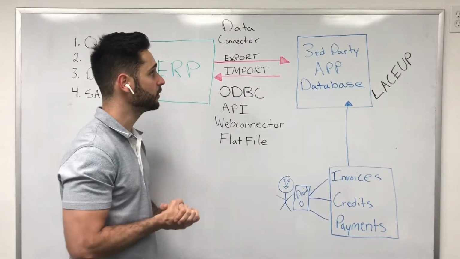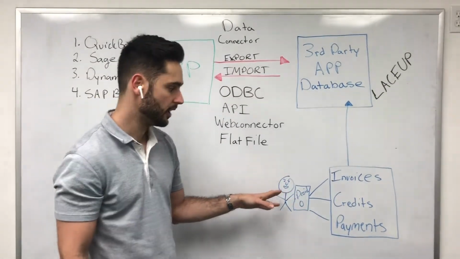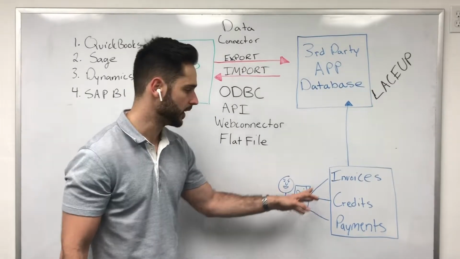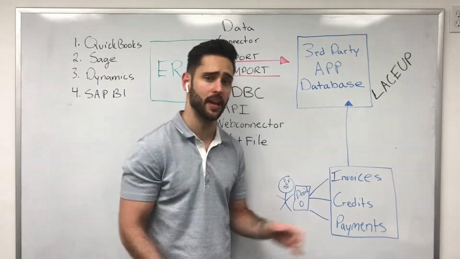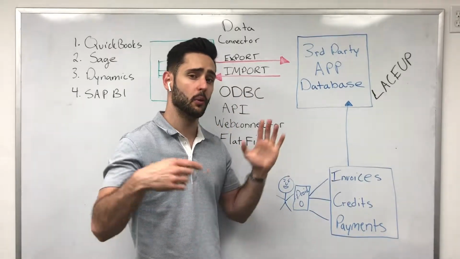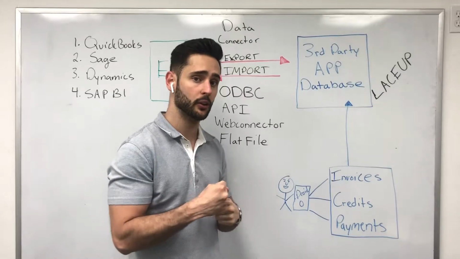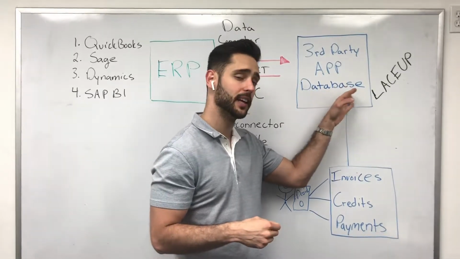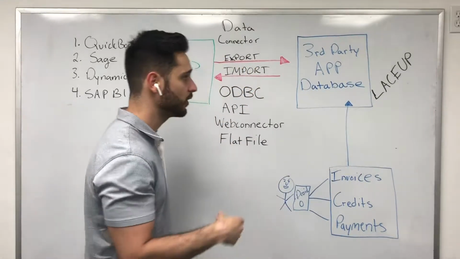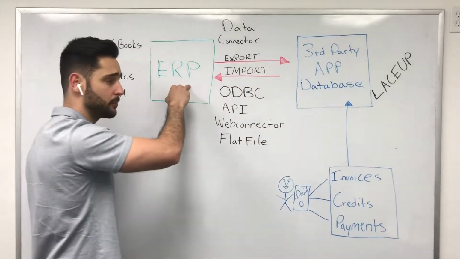So let's get into an example. Let's say that in LaceUp, for example, you have the user, and the user out of their Droid phone can create invoices, credits, and payments. They create those things on their phone. Now, when they hit the send button, those transactions will get bundled up and sent into the LaceUp database. Now, somewhere along the way, that LaceUp database will import those transactions into the ERP.